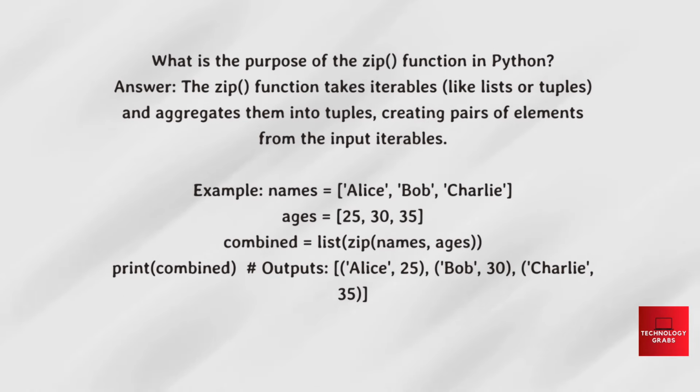What is the purpose of the zip function in Python? Answer: the zip function takes iterables, like lists or tuples, and aggregates them into tuples, creating pairs of elements from the input iterables. Example: names = ["Alice", "Bob", "Charlie"]; ages = [25, 30, 35]; combined = list(zip(names, ages)); print(combined) outputs [("Alice", 25), ("Bob", 30), ("Charlie", 35)].